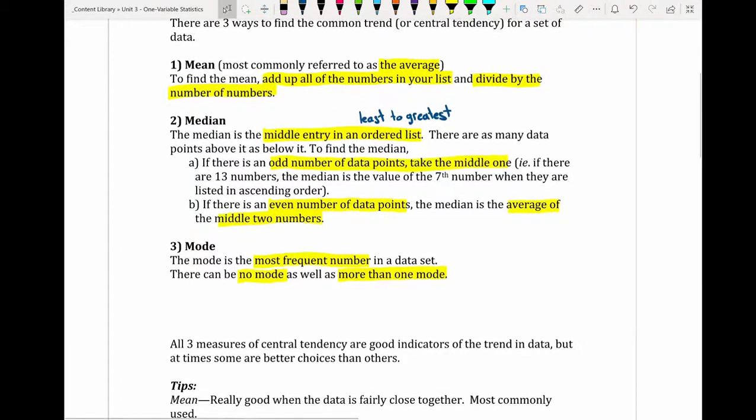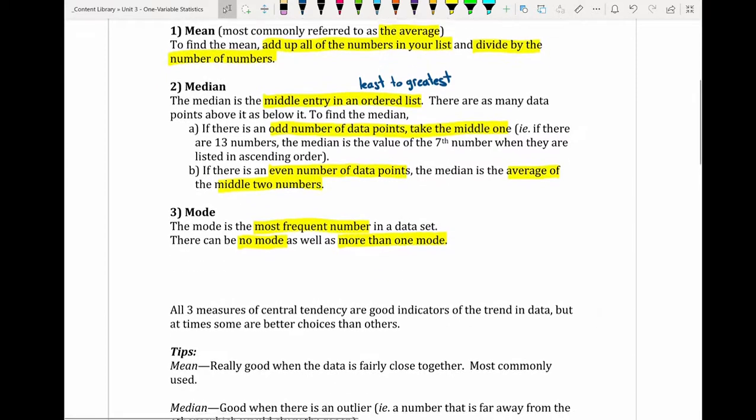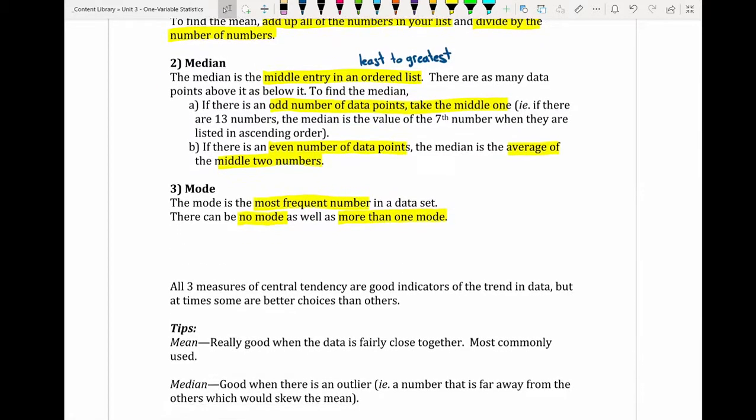So all three measures of central tendency are good indicators of the trend in data, but at times some are better choices than others. The mean or the average is really good when the data is fairly close together. So if your data points are fairly close together, the mean is a good value to use. And it's the most common one. Usually you hear about the average, right?